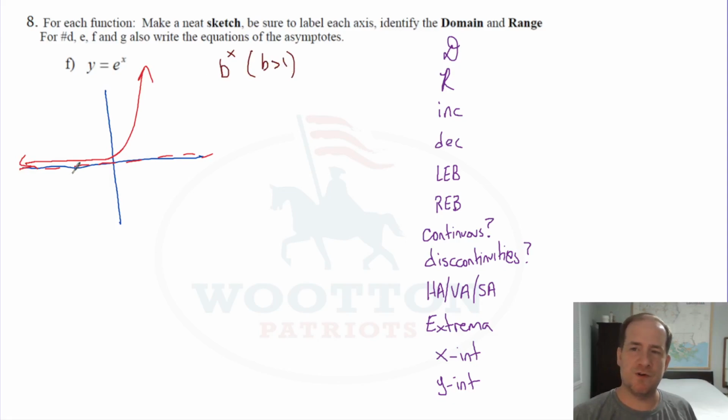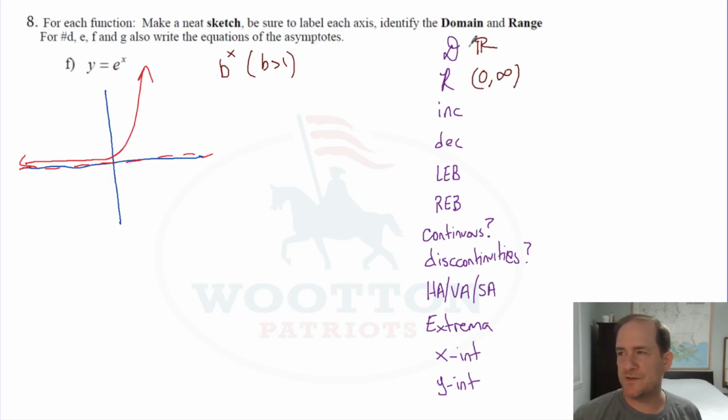As long as the base is greater than 1, it's going to stay asymptotic, growing really, really slowly. But once you get into positive values, it takes off and grows really fast. So what does that make our domain? It makes it our real numbers. What's our range, though? 0 to infinity.